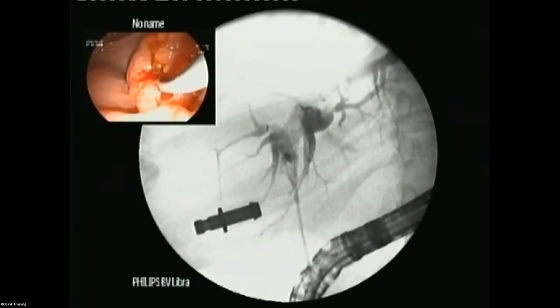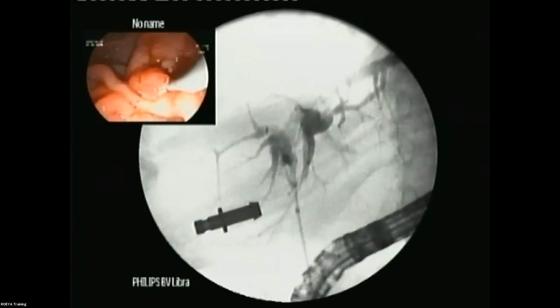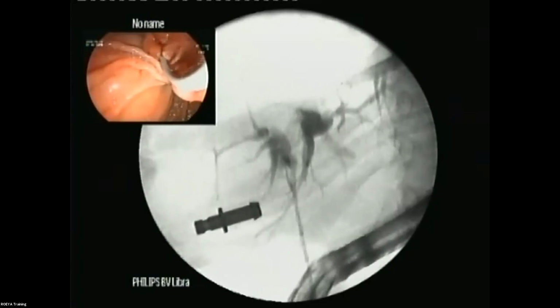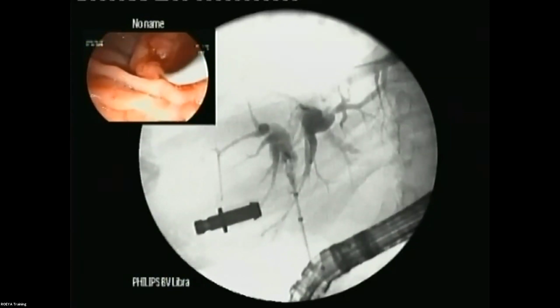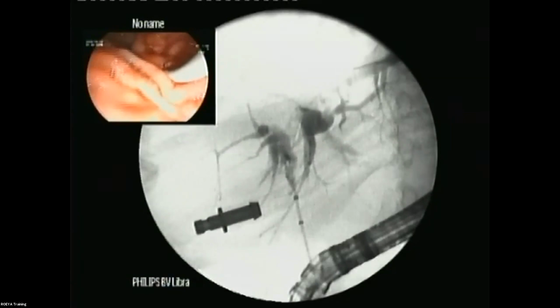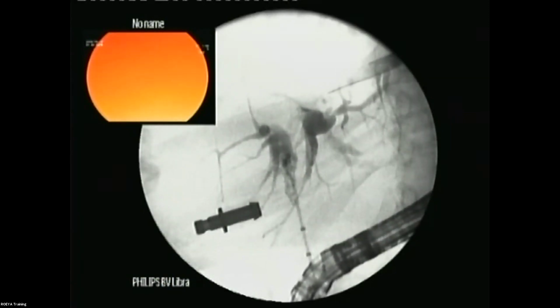It delineates the biliary system clearly. It's a very nice job. Okay. You are going up the common bile duct. Okay. It's nice.